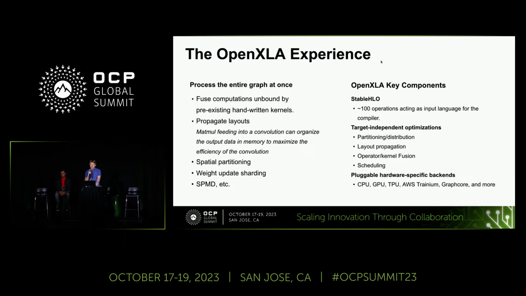So what OpenXLA provides is that the compiler will process this entire graph at once. What it will do is fuse all of these computations and avoid needing handwritten kernels for everything. It will fuse them all automatically into a single kernel that can be sent over to the GPU, invoked once, and you get the smallest amount of data transferred out.